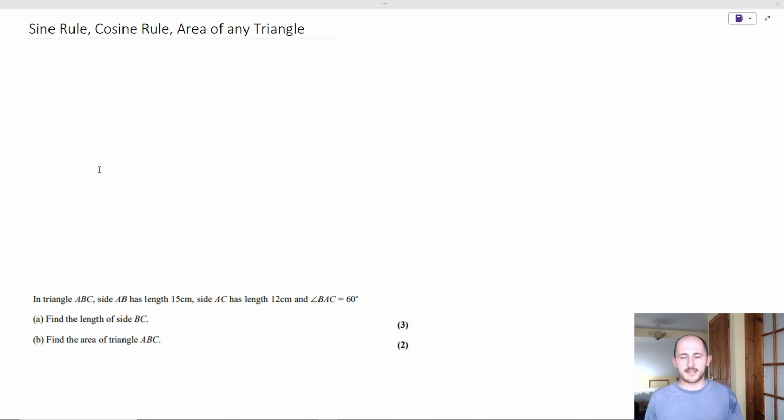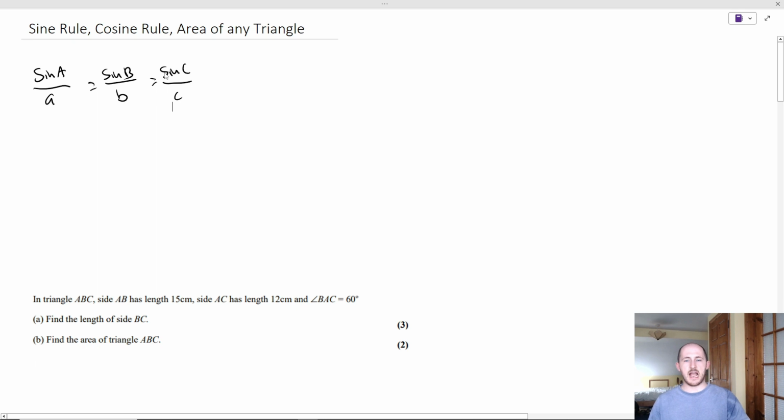But without further ado, let's get straight into the sine rule, the cosine rule, and the area of any triangle. So first things first, let's think about what the different rules are. First of all, the sine rule: you have sine A over A equals sine B over B, and technically equals sine C over C, but we don't normally use the three-way thing.